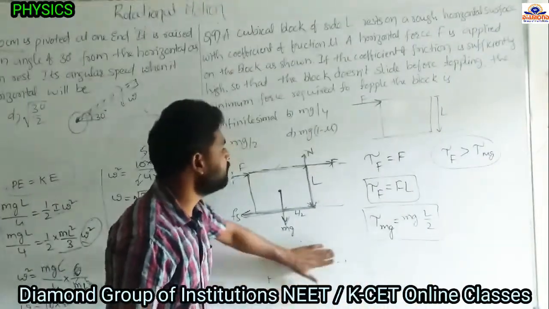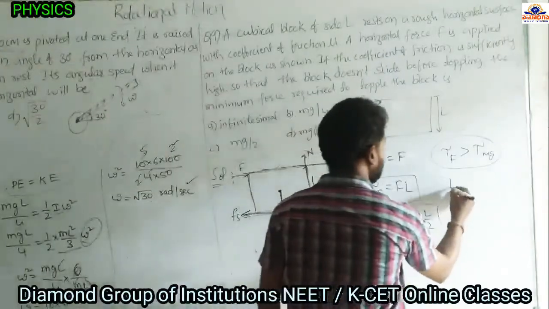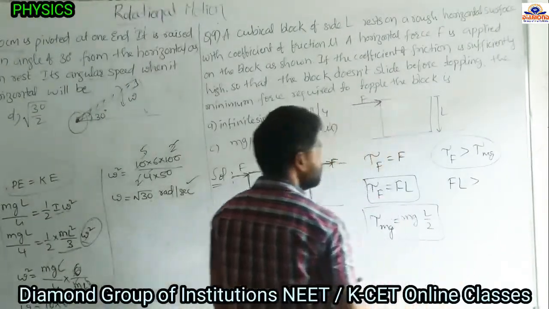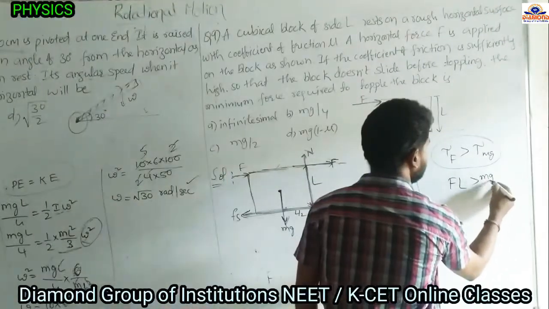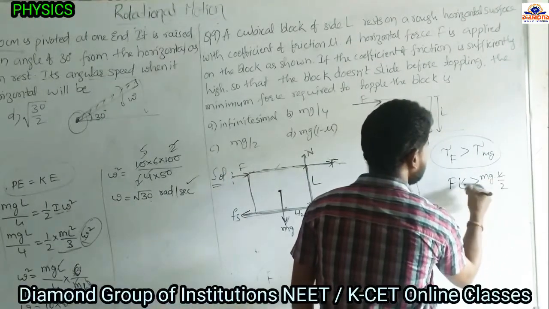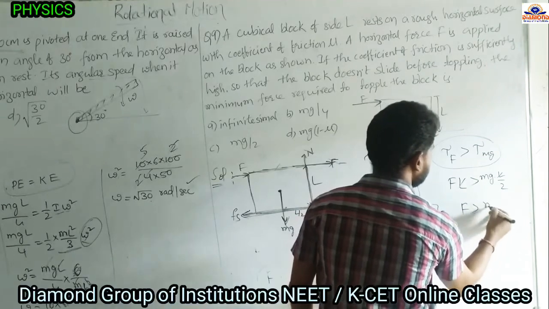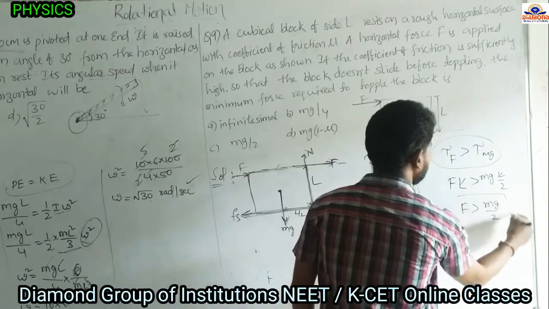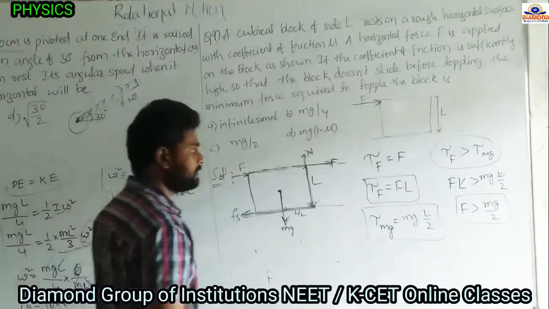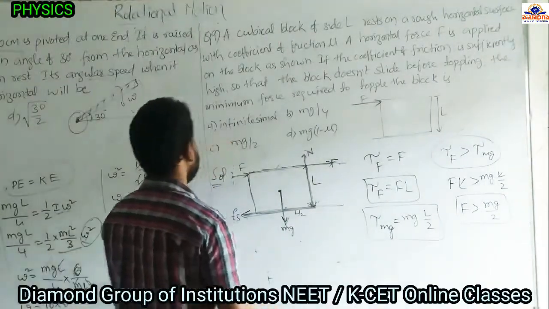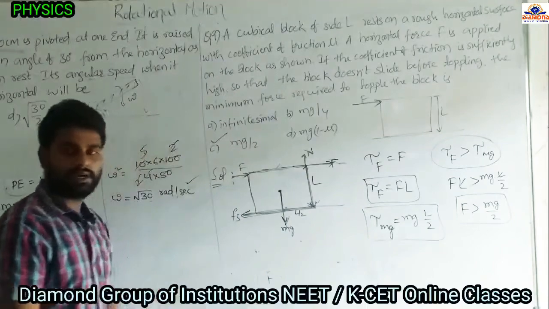So for toppling, the torque by the force is F into L, and F into L is greater than the torque produced by the mg, which is mg into L by 2. This L will be cancelled. F should be greater than mg by 2. So what is the minimum force they are asking? The minimum force required to topple the block is F equals mg by 2. So option C is the right answer.